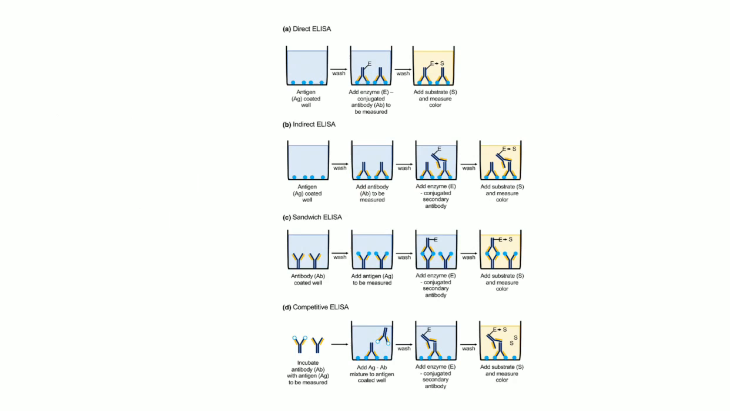Hi, today we will learn about ELISA, enzyme-linked immunosorbent assay. There are mainly four types: direct, indirect, competitive and sandwich ELISA. So the first one is direct ELISA.